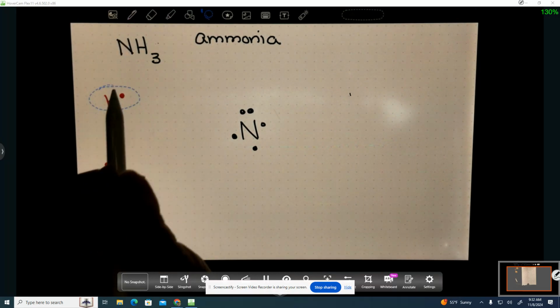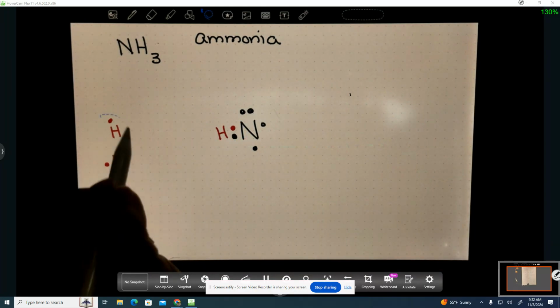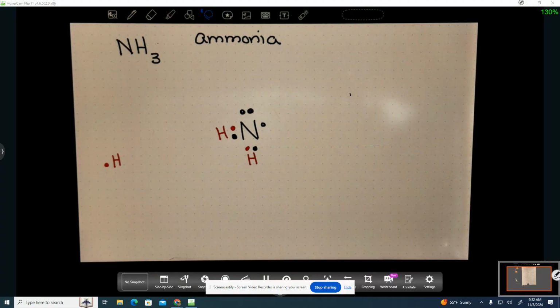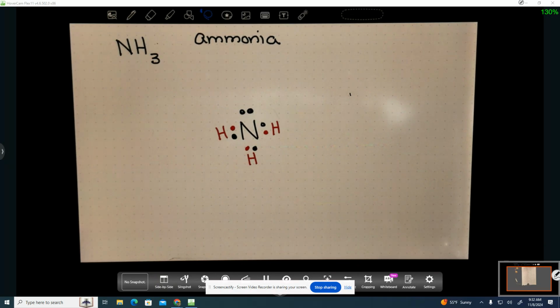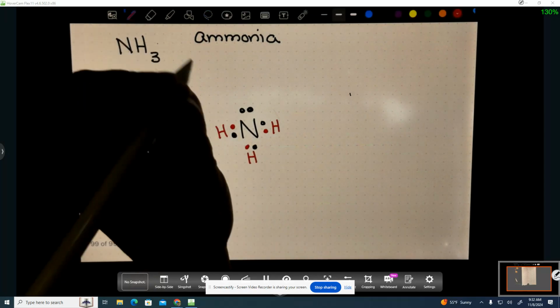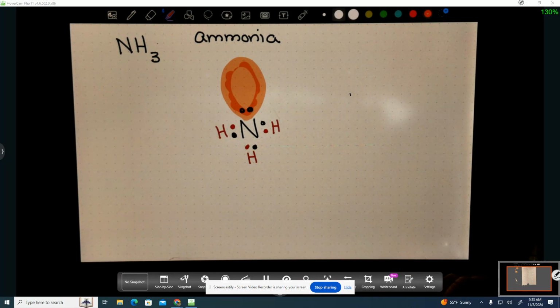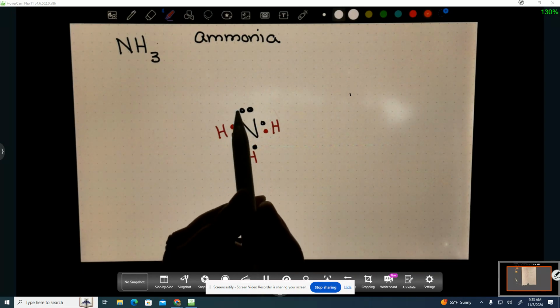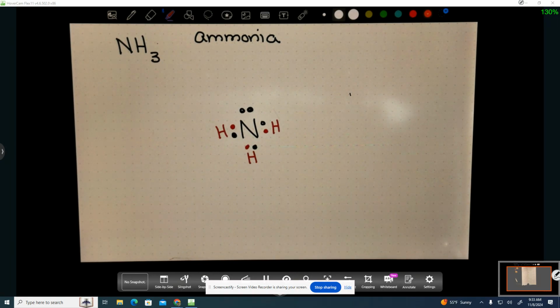Okay? This hydrogen is going to move in here. This hydrogen is going to move in here. And this hydrogen is going to come in here. Okay? This is a non-bonding pair of electrons up here. I'll highlight it again. That's a non-bonding pair of electrons. It's still taking up space, but it is not bonded to anything. These guys are single covalent bonds. There's a single covalent bond here, here, and here.